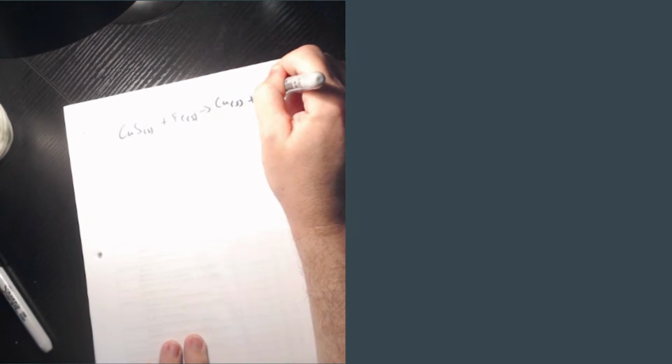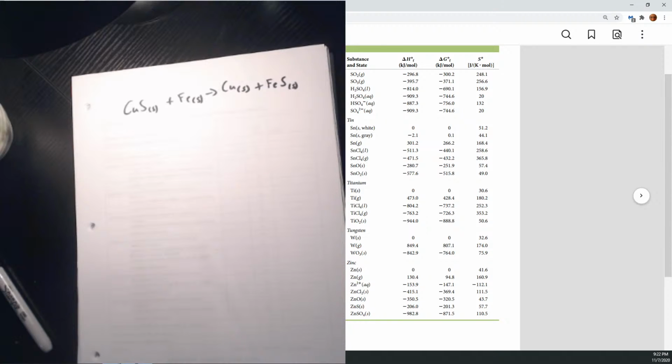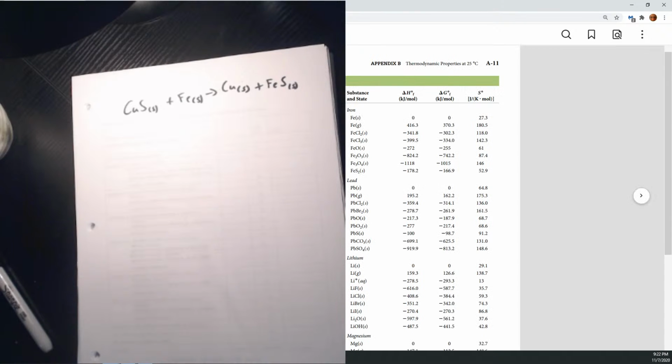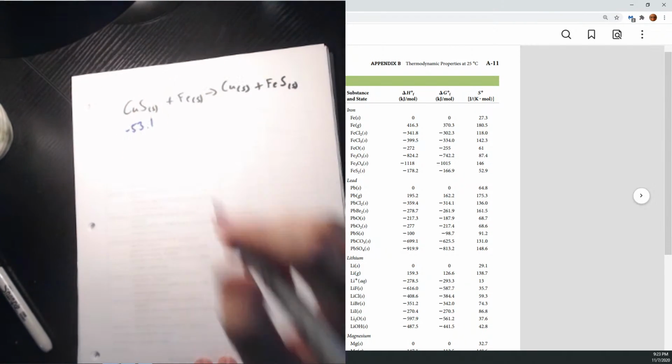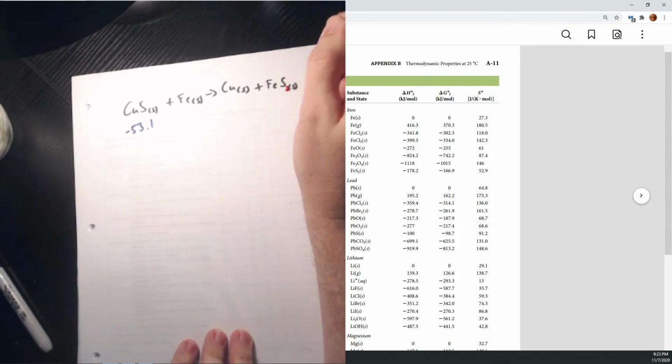All right, so now let's do copper 2 sulfide plus iron yields copper plus iron 2 sulfide. So CuS, solid, plus Fe, solid, yields Cu, solid, plus FeS, solid. Now we look for them. We're going to have to go back a couple of pages to find iron and copper sulfide. Yep, copper sulfide, negative 53.1. They don't have iron 2 sulfide, they have iron 4 sulfide. So I'm going to make an executive decision and change that.